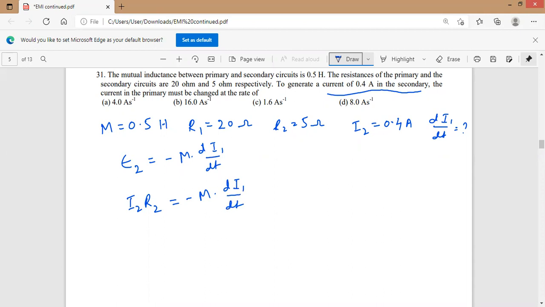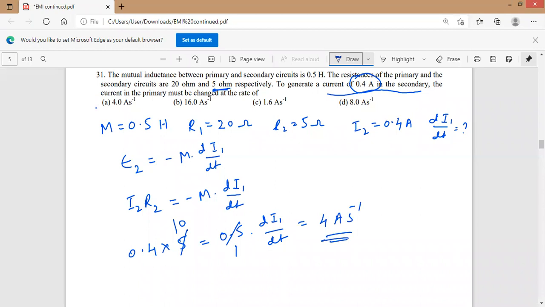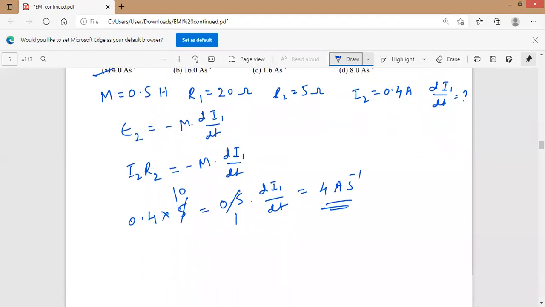So I2 is given, I2 is 0.4. R2 is given, 5 ohm, is equal to M, which is given 0.5, into dI1 by dt. 0.5 ones are 0.5, tens are 10 into 0.4 is what? 4. 4 ampere per second. Answer is 4 ampere per second. Option A is the correct answer.